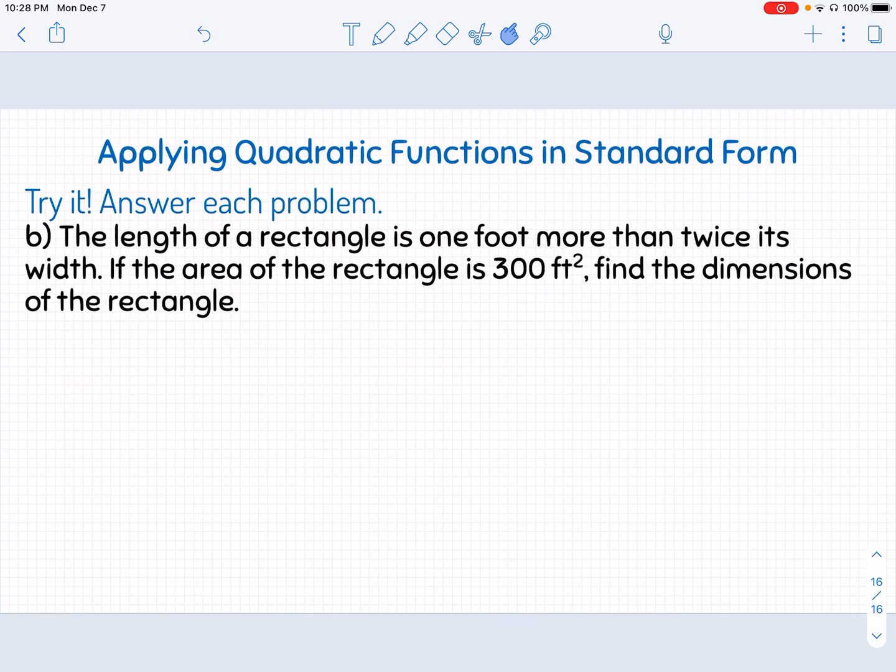Next problem. The length of a rectangle is 1 more foot than twice its width. If the area of the rectangle is 300 feet, find the dimensions of the rectangle. So take a second in your notes or whatever you're writing on to draw out this picture and label it to the best of your ability.